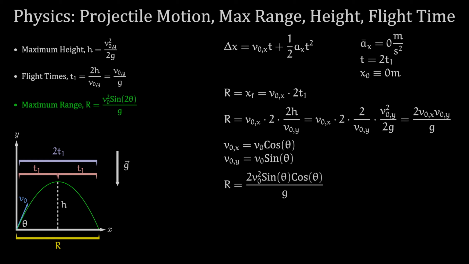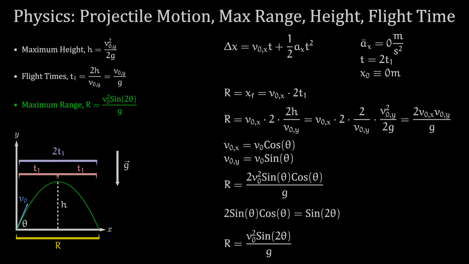We can simplify this a little further by substituting the sine and cosine product with a double-angle trigonometry formula. You can look this double-angle formula up, or if you never want to look up a trigonometry angle formula again, check out my short video on how to use DeMoivre's theorem. The substitution says that 2 times sine of theta times cosine of theta is equal to the sine of 2 theta. This makes our final range equation read R equals v0 squared times sine of 2 theta divided by g.